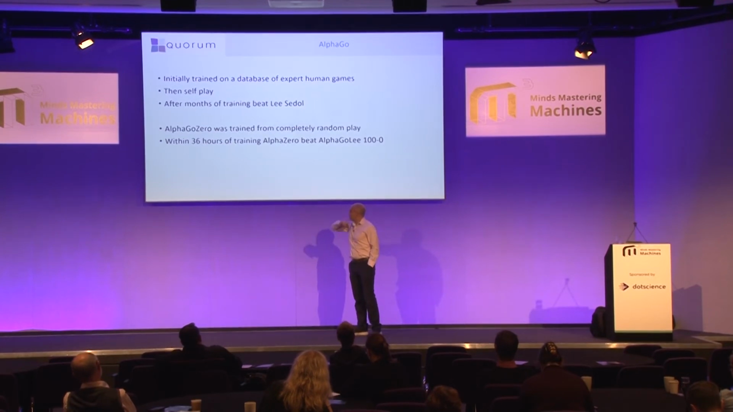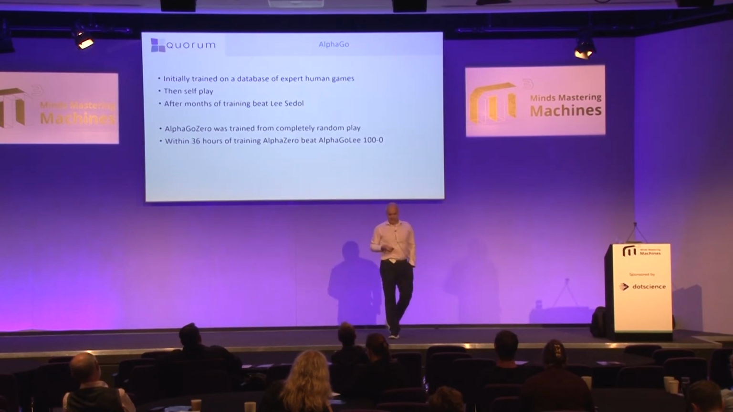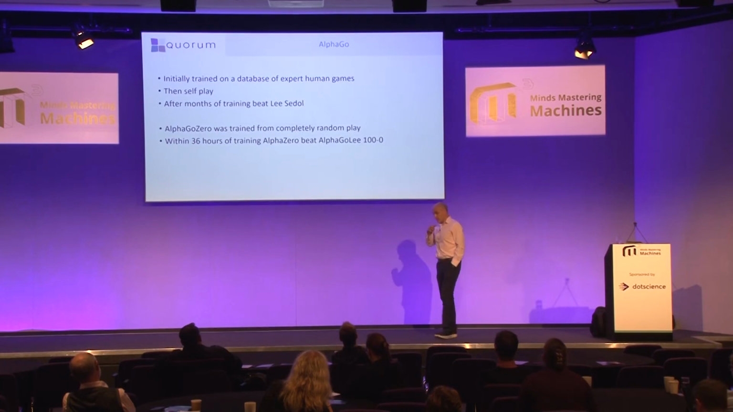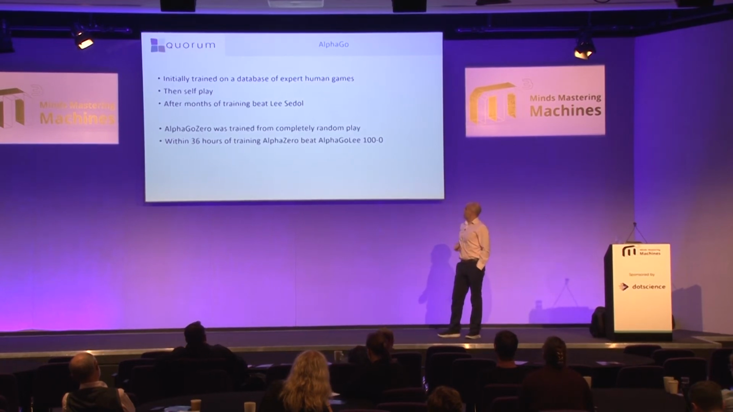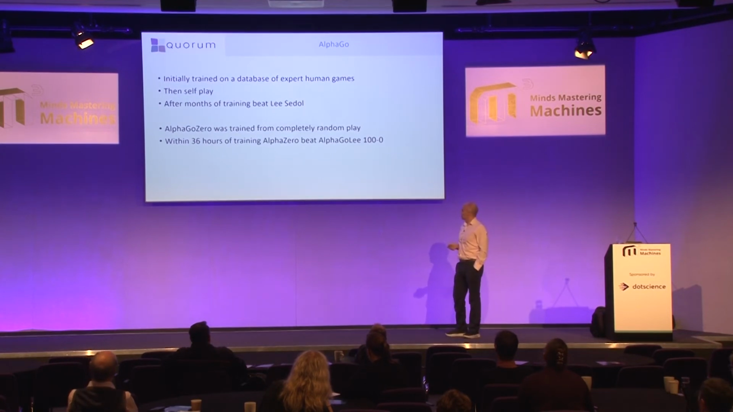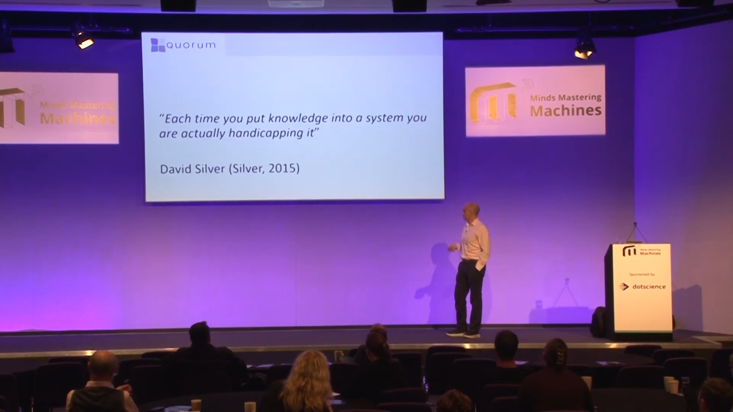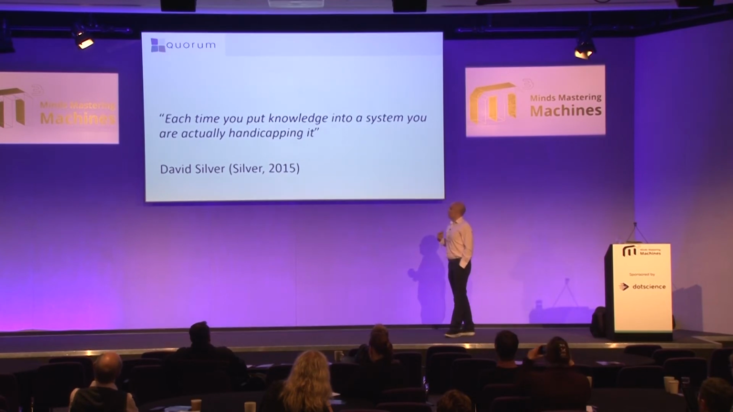Following that, they actually came up with AlphaGo Zero, and they started again, but this time they didn't start with a database of human games. They started with random play, again, like we did in the early scenario. And within 36 hours, this new version beat the previous version 100 games to 0. And David Silver's quoted as saying, every time you put knowledge into a system, you're actually handicapping it.